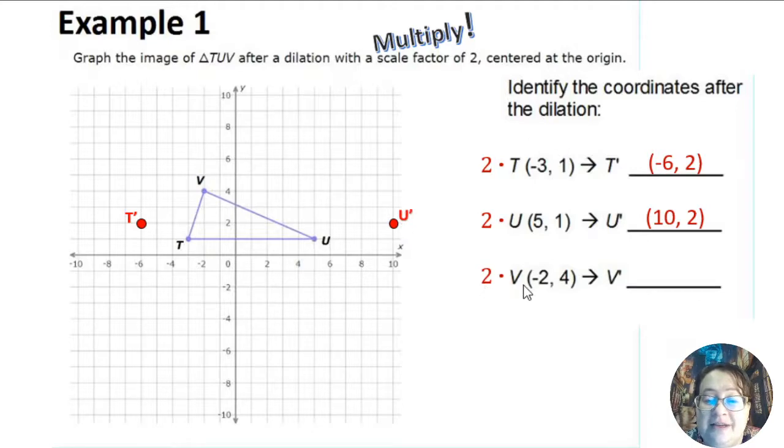2 times V, so 2 times -2 and 2 times 4. I write those out, simplify. 2 times -2 is -4. 2 times 4 is 8. So that's my new point, V prime. So at -4, 8, I put a point here for V prime. And then I can connect my lines, T to U, to V, back to T. And you see it's the same triangle shape, it's just bigger.